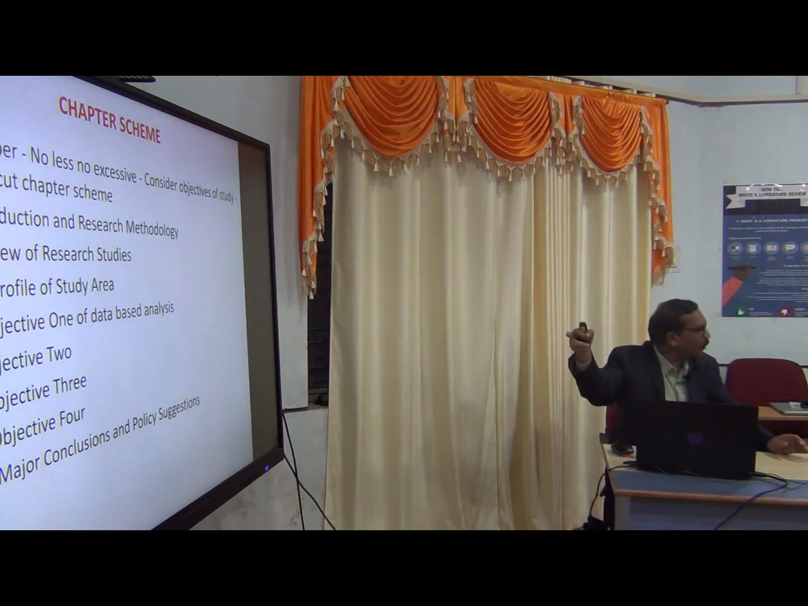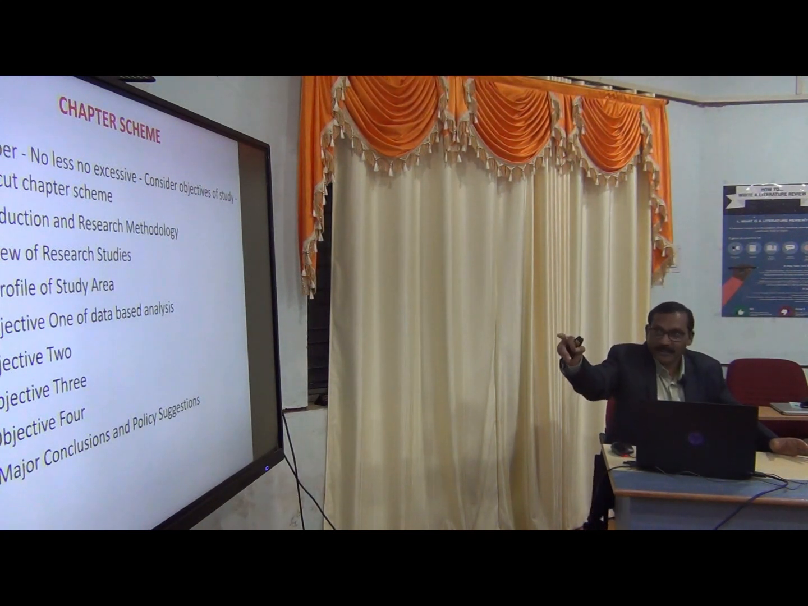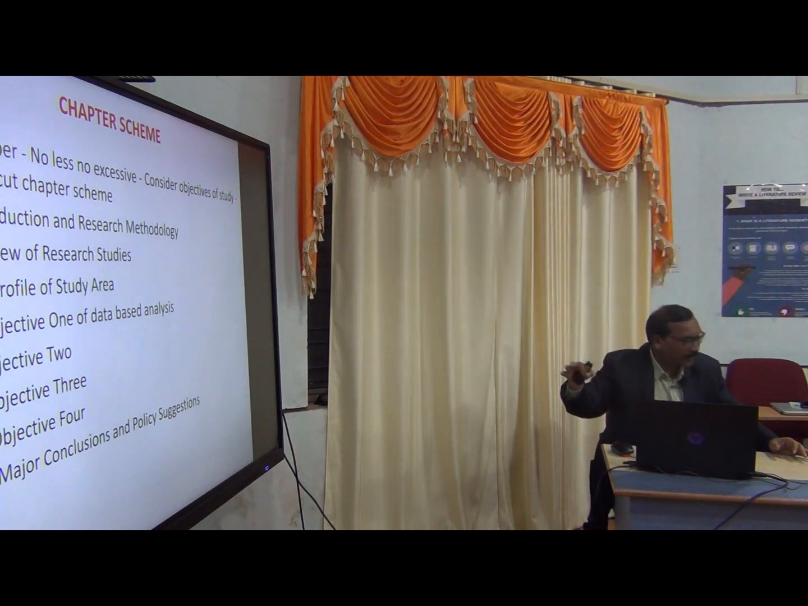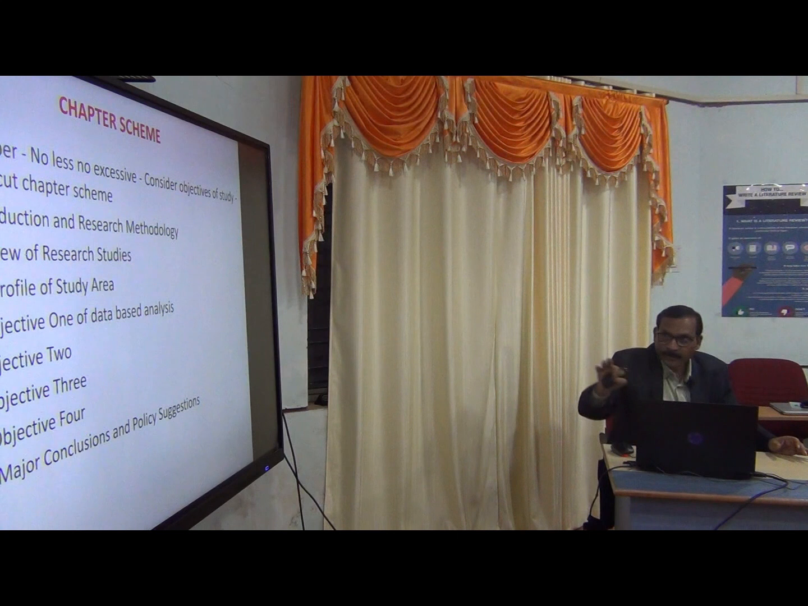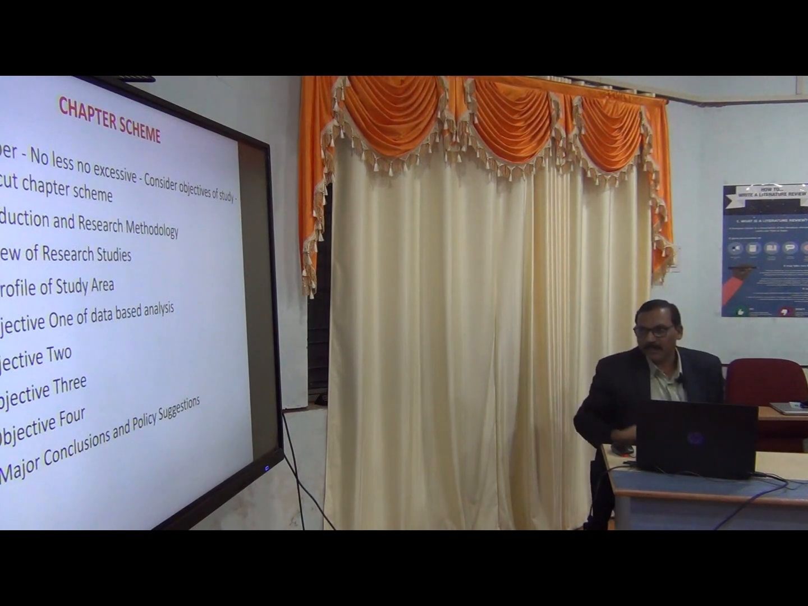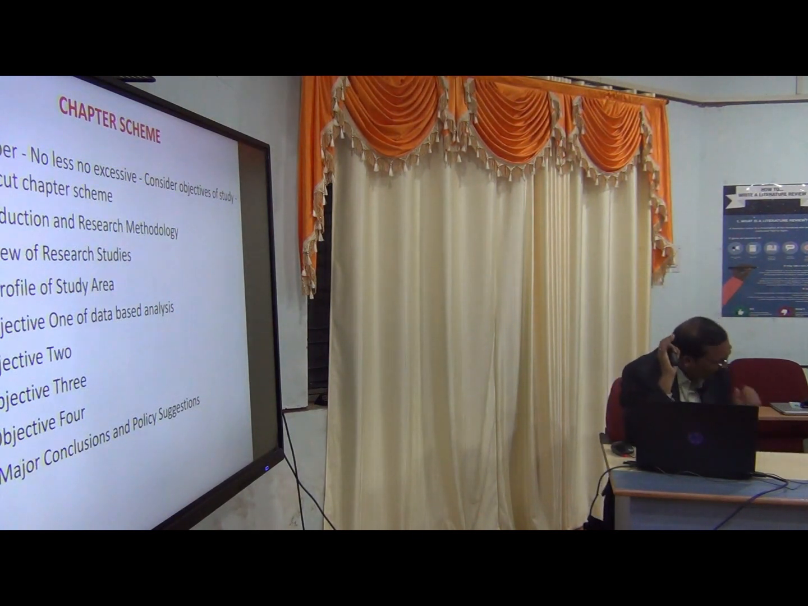So you can incorporate as a chapter a profile of the study area. Then chapter number 4 should be objective number 1, which is database analysis. Whatever chapter objective 1 is there, which is based on the data analysis, that should be chapter number 4. Likewise, chapter number 5, database analysis objective 2. Chapter number 6, database analysis objective 3. Likewise, and the last chapter should be major conclusions and policy suggestions.